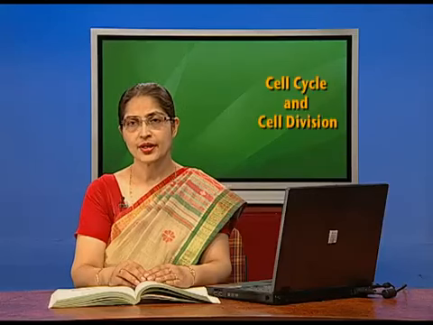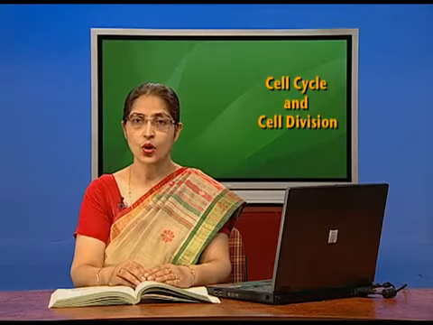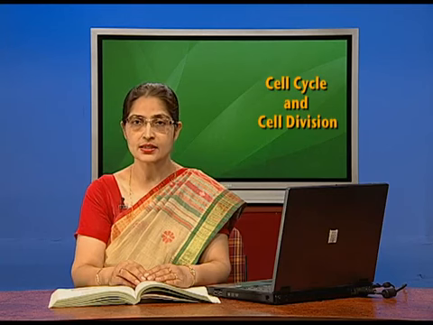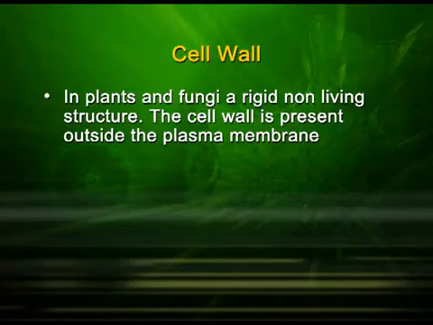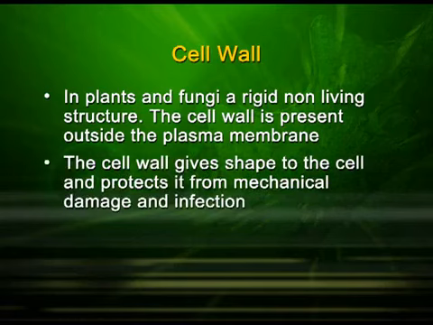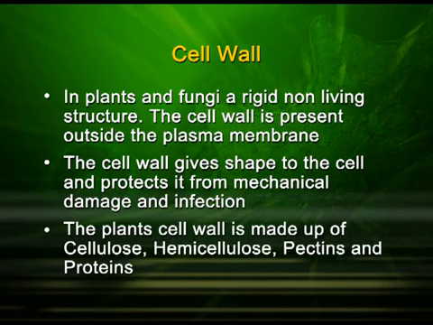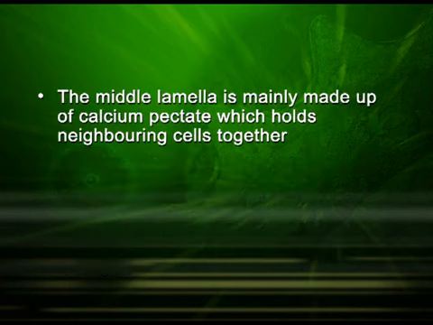Outer to the plasma membrane is present the cell wall in plant and fungal cells. The cell wall is a rigid, non-living structure. The cell wall is present outside the plasma membrane. It is the cell wall which gives the shape to the cell and protects it from mechanical damage and infections. The plant cell wall is made up of cellulose, hemicellulose, pectins and proteins. Plant cells also have a middle lamella in between cells, which is mainly made up of calcium pectate. The middle lamella holds the neighboring cells together.